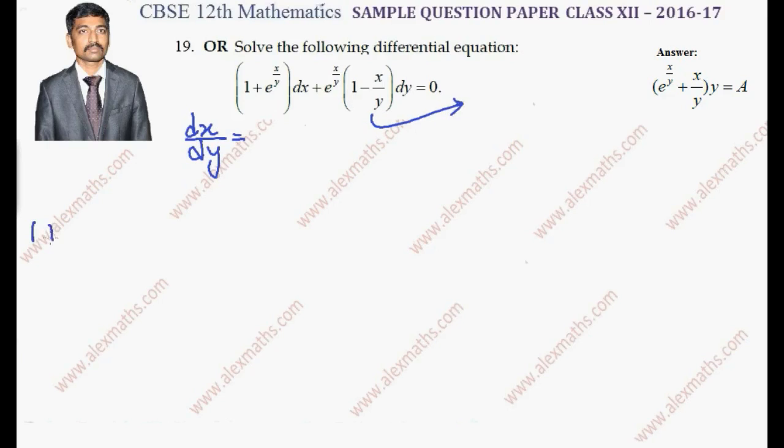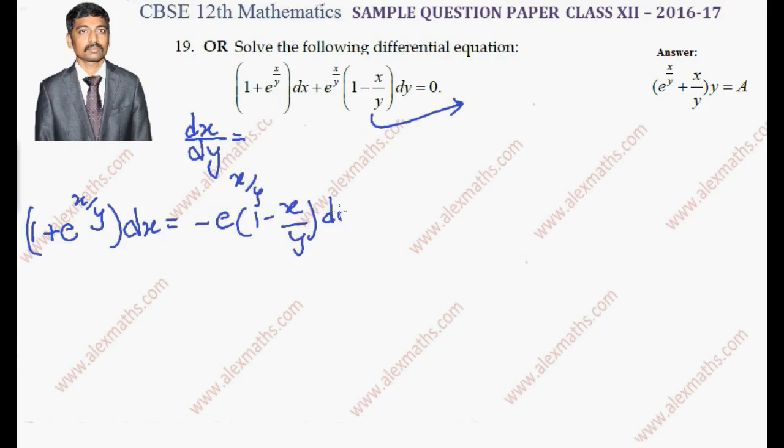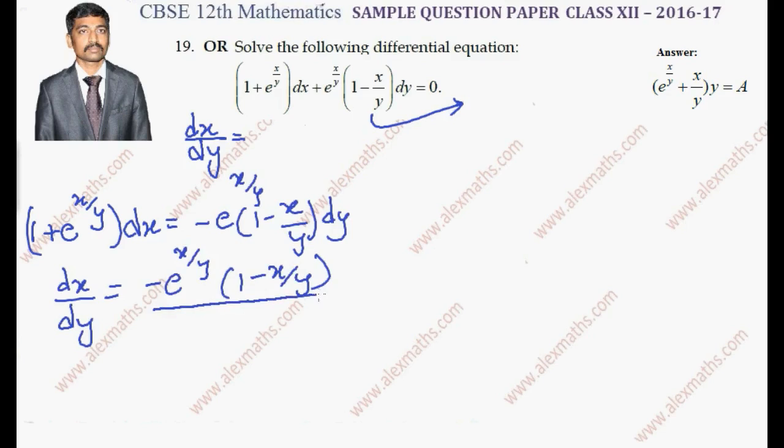So (1 + e^(x/y)) dx = −e^(x/y) (1 − x/y) dy. Now dx/dy = −e^(x/y) (1 − x/y) divided by (1 + e^(x/y)).